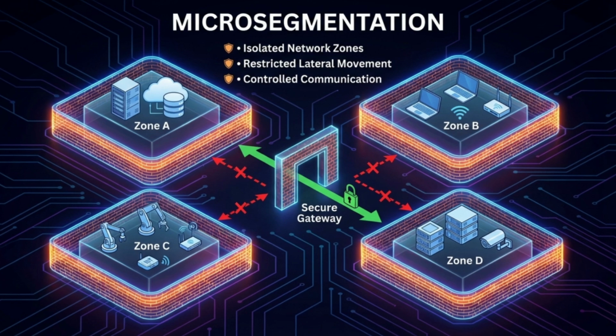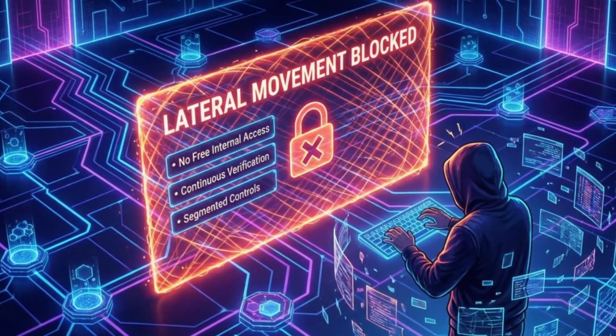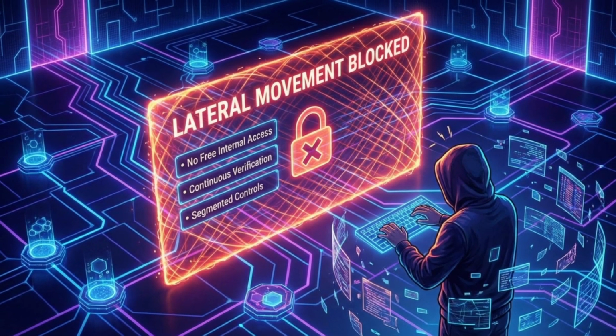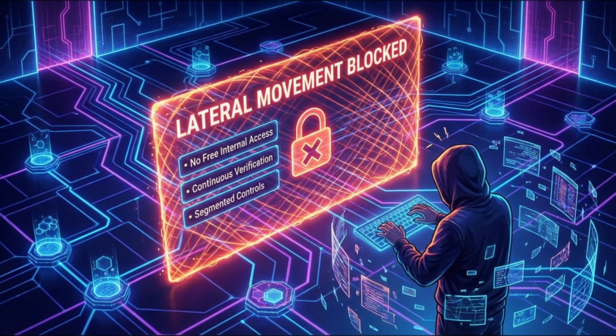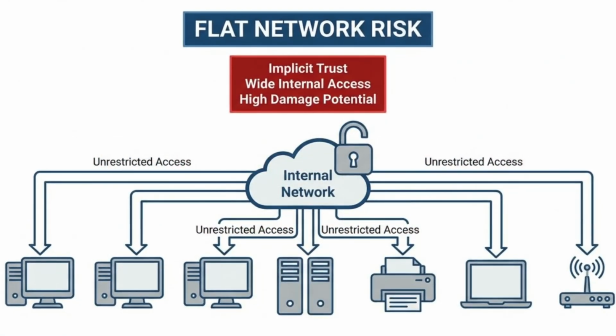Third, microsegmentation. Instead of one flat internal network, Zero Trust divides systems into small, isolated segments. Even if an attacker gets inside one segment, lateral movement becomes extremely difficult.